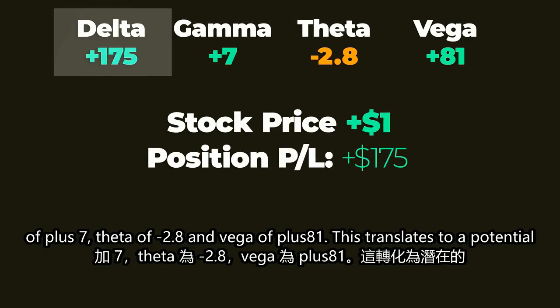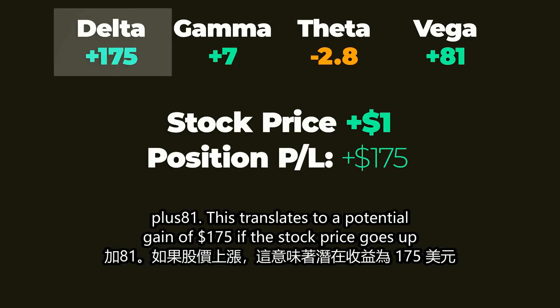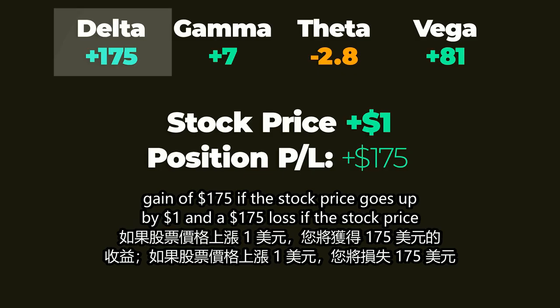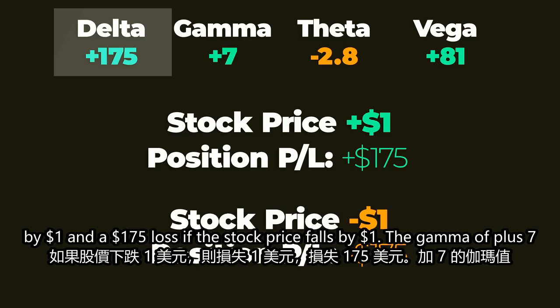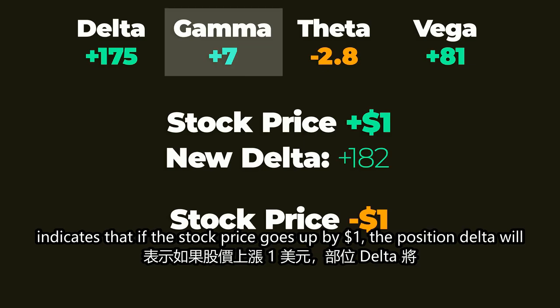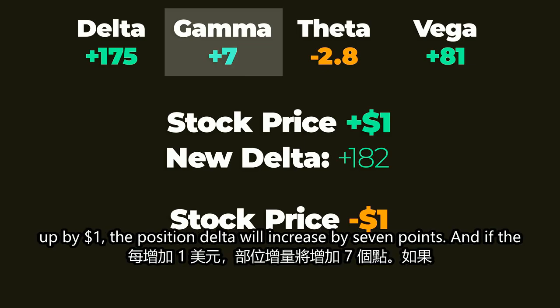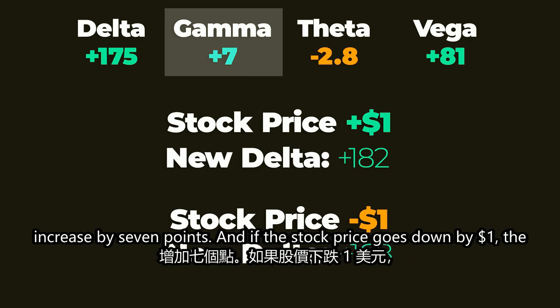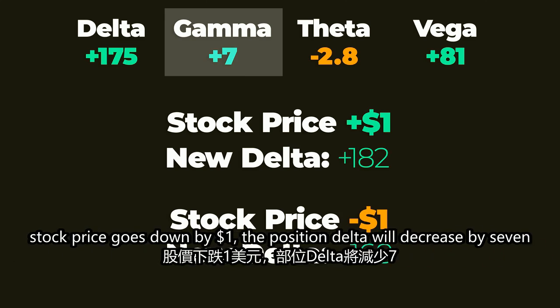This translates to a potential gain of $175 if the stock price goes up by $1 and a $175 loss if the stock price falls by $1. The gamma of plus 7 indicates that if the stock price goes up by $1, the position delta will increase by 7 points, and if the stock price goes down by $1, the position delta will decrease by 7 points.